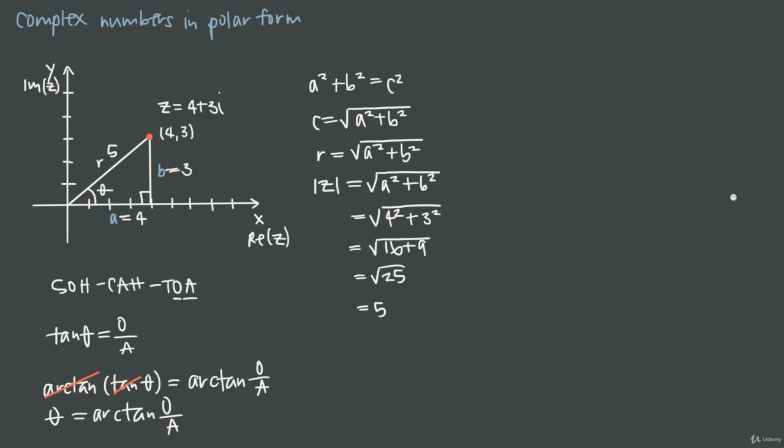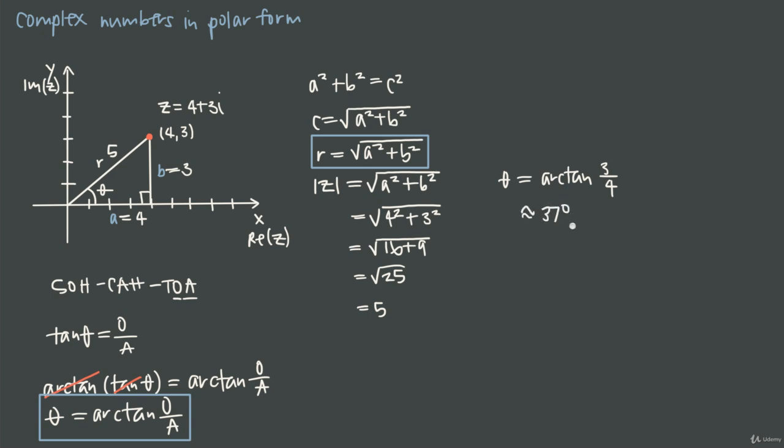So we really have these two formulas that we want to remember. We have this formula to find r, and we have this formula to find theta. In this case, the length of our opposite side is 3, the length of our adjacent side is 4, so we're going to get theta is equal to arctan of 3 over 4. If we want, we can get a decimal approximation for this, and we can say theta is approximately, if we round to the nearest degree, 37 degrees. Now that we have a value for theta and a value for r, we can put this into polar form.